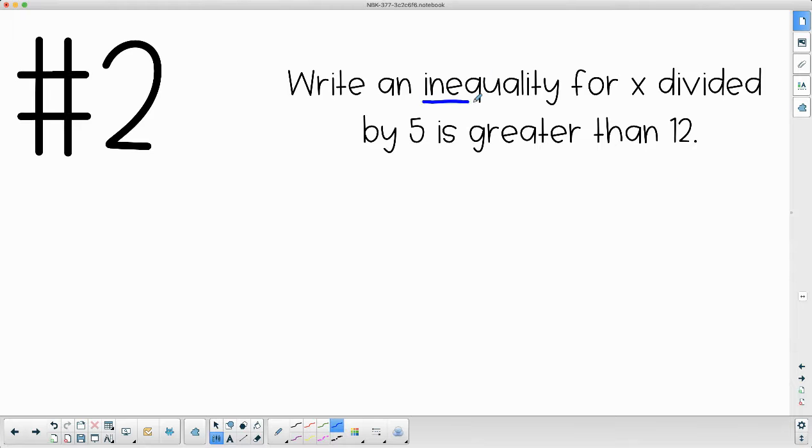Number 2 is another inequality. We have x divided by 5 on one side. So over here we'll have x divided by 5, and that is going to be greater than 12. X divided by 5 is greater than 12. Your words and your problem should sound exactly the same when you read them out loud.